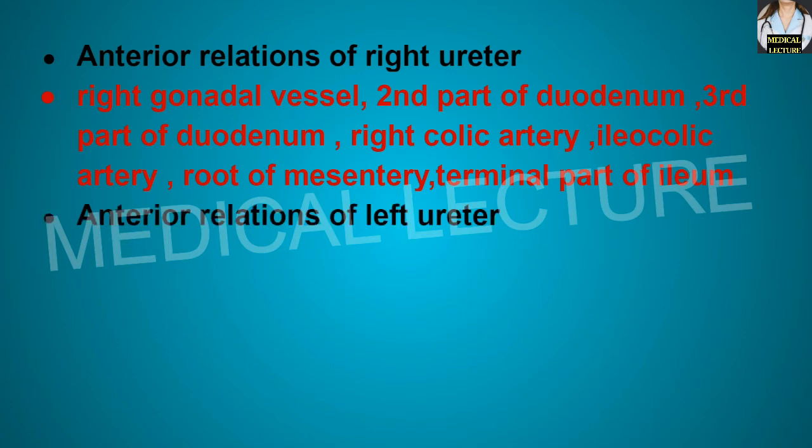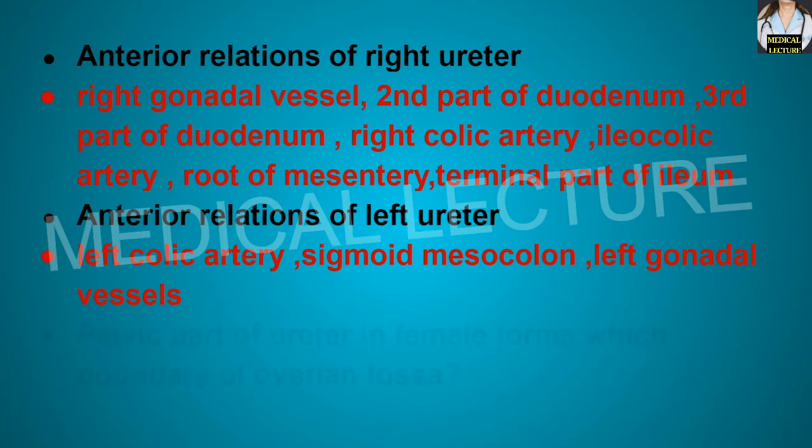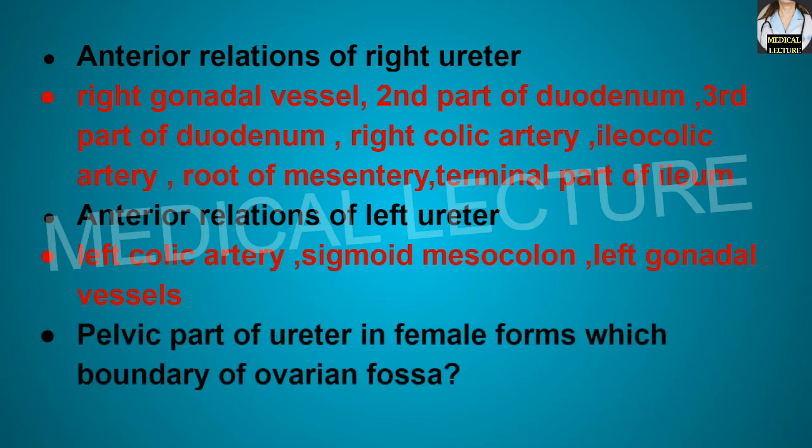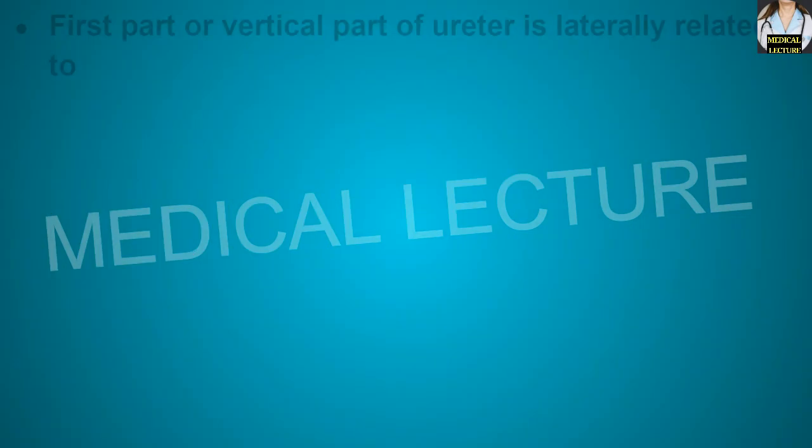Which structures come in the anterior relations of the left ureter? So these are left colic artery, sigmoid mesocolon and the left gonadal vessels. Pelvic part of the ureter in females forms which boundary of the ovarian fossa? So it forms the posterior boundary of the ovarian fossa.